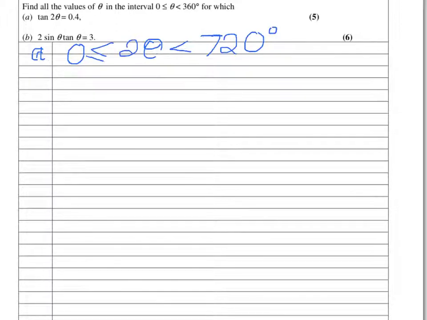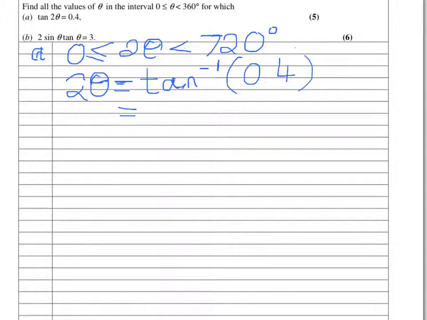Then I can use inverse trig to find out what 2 theta is, one value of 2 theta. And that's tan to the minus 1 of 0.4. And that gives me 21.8 degrees. I'll just round it to 1 decimal place. Now I need to consider all the other values that will come up in the range between 0 and 720.